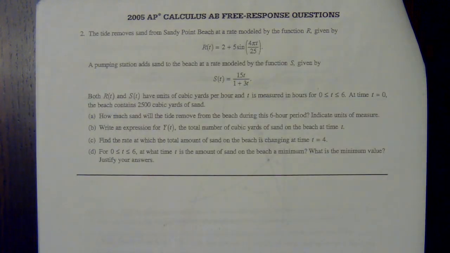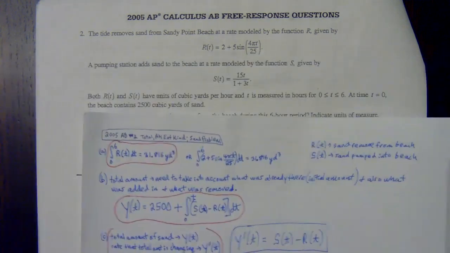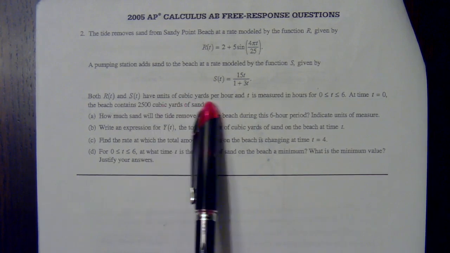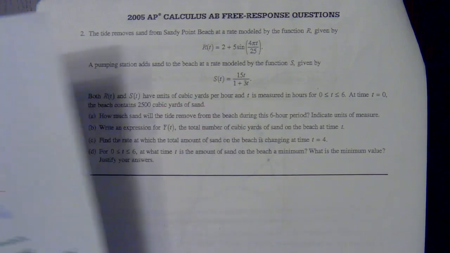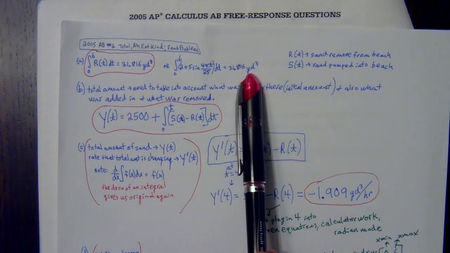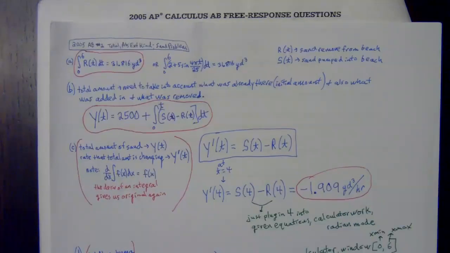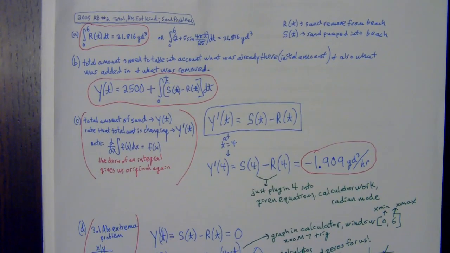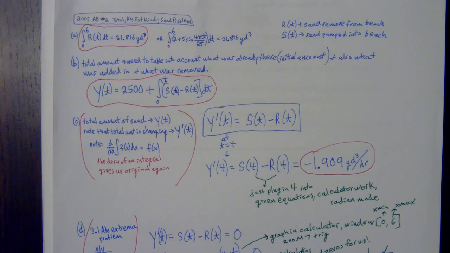It does ask us to indicate units of measure. So it's talking about how much sand, and it also tells you the units are cubic yards. So when you integrate that cubic yards per hour, you're going to get just cubic yards, and that's how much sand is removed. So there's part A. This is a really important problem. You're going to see a lot more of these in the future. It's like our first time seeing stuff like this, so you probably had a lot of questions on this one.